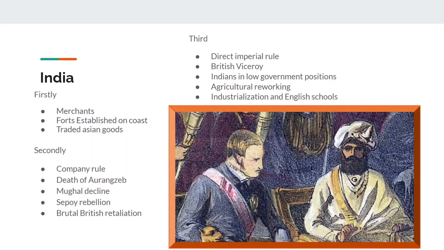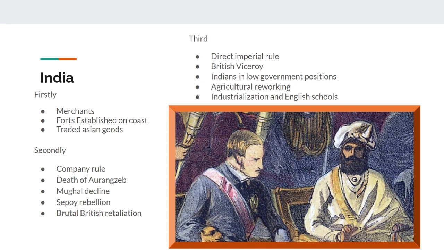European imperialism. In India, which was mostly Great Britain, it had first started with merchants being placed around in different cities, and then little forts were established on the coast. Eventually, because of seeing the value in the Asian goods that they were trading, more interest would go into India. Secondly, it became company rule, where little companies were placed around India and began to have a little more power with Great Britain, but also made treaties with the Mughals, who were in power at the time.